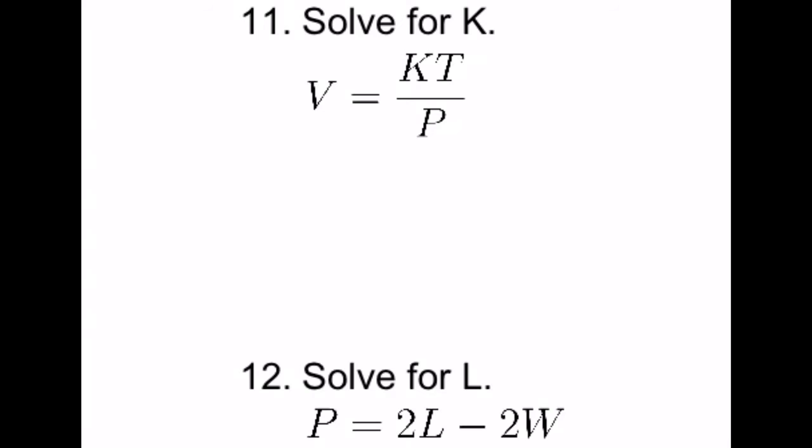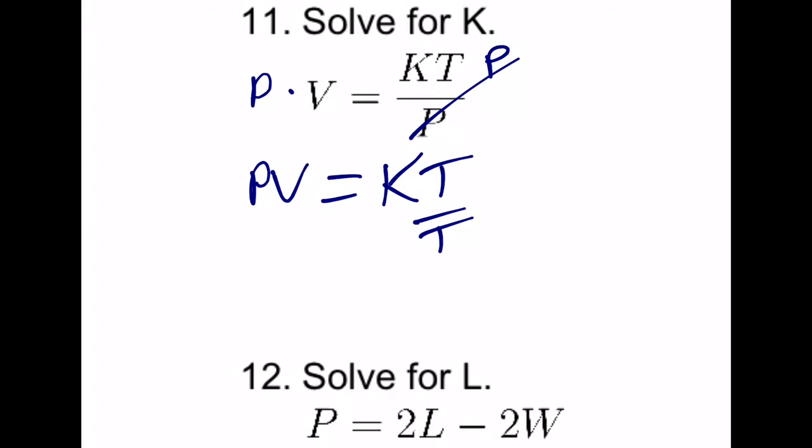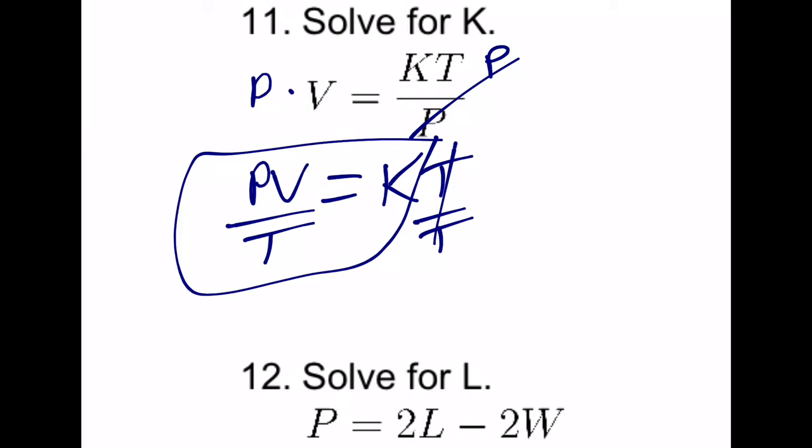Number 11, to solve for k, we're going to multiply both sides by p. This gives us that PV is equal to KT. We divide both sides by t, and this is our final answer as the t's go away.